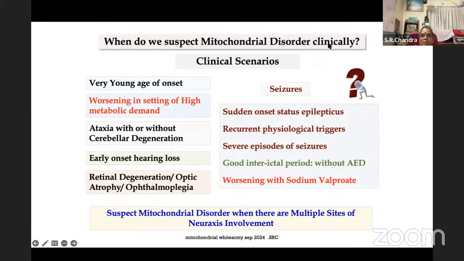So when do we suspect mitochondrial disorder clinically? Clinical scenario: very young onset, worsening in the setting of high metabolic demand like fever or after exertion, and ataxia with or without cerebellar degeneration, and early onset hearing loss, retinal degeneration, optic atrophy, ophthalmoplegia, sudden onset status epilepticus, recurrent physiological triggers like infection, exertion, severe episodes of seizures, good interictal period. In between, they may look normal, and worsening with sodium valproate. So suspect mitochondrial disorder when there are multiple sites of neuraxis involvement.